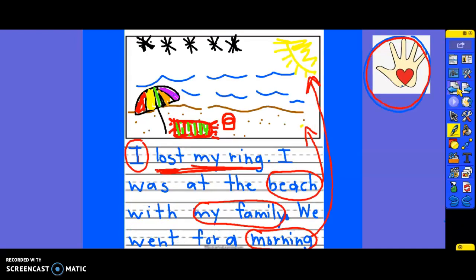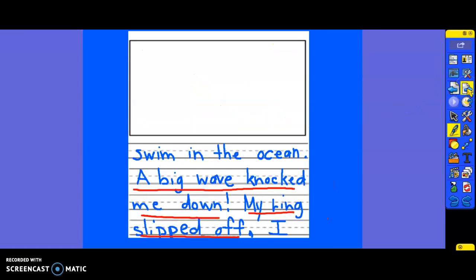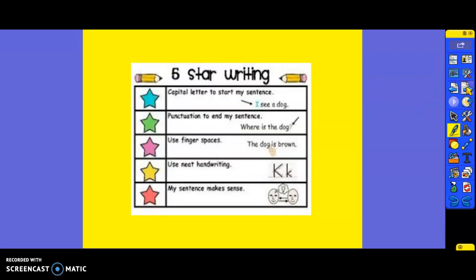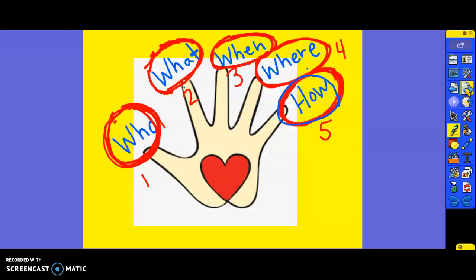I think that was a great detail to include in my writing today, in my narrative writing. Okay, so your job today is to write to tell Miss Nakian about a time that you lost something. Let's talk about what you need in your writing. You need your what. And let's go back to our hand to help us think about those things that we need. Who, what, when, where, and how.